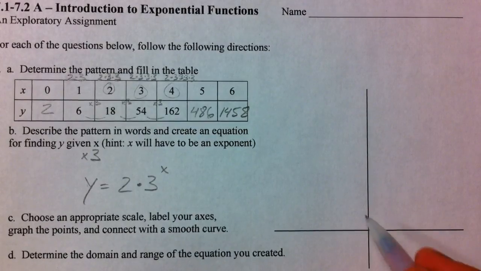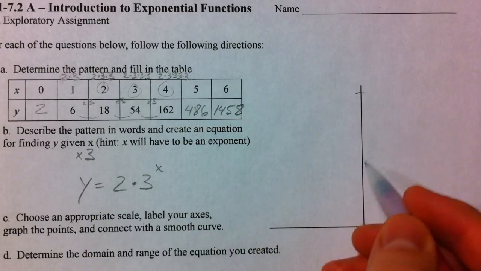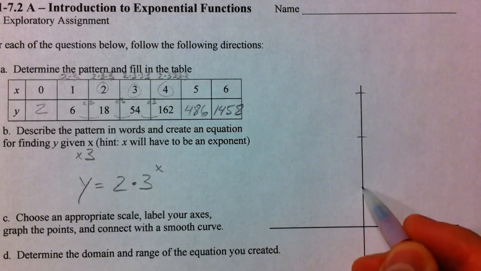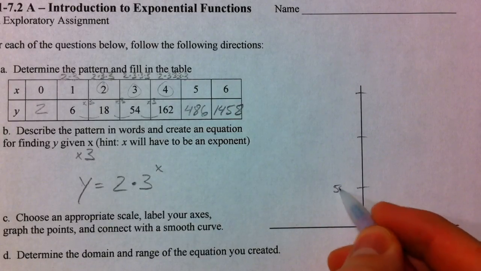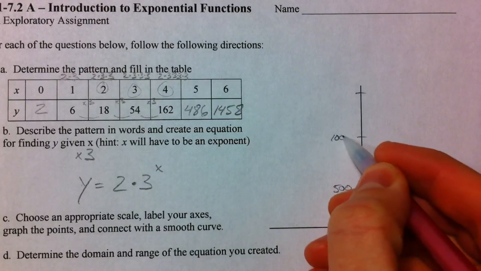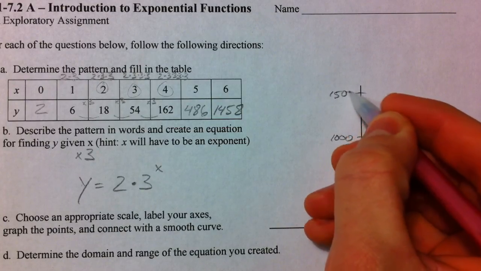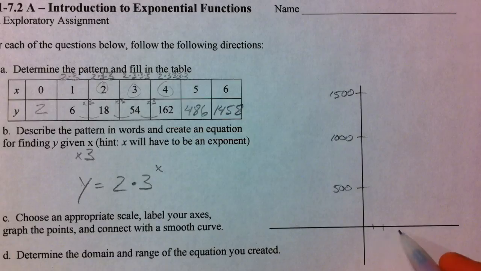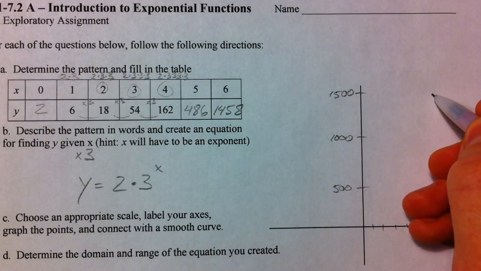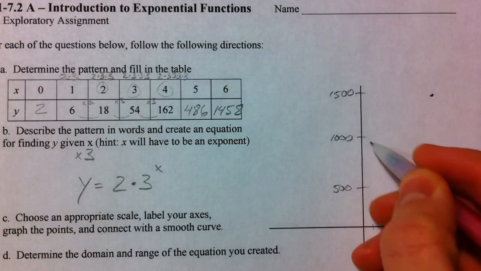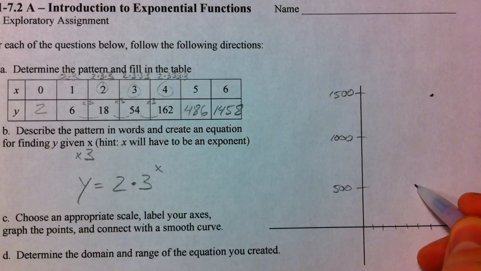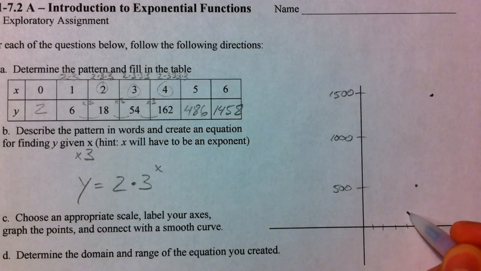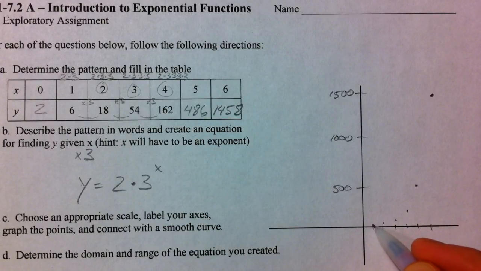So if we were to look at what this looked like graphically, you'd get, say, 500 and 1,000, 1,500, 1, 2, 3, 4, 5, 6. And so at 6, you're almost at the 1,500 mark. At 5, you're about a third as high, a third, a third.